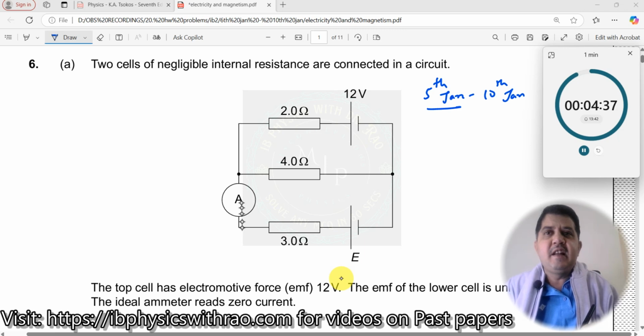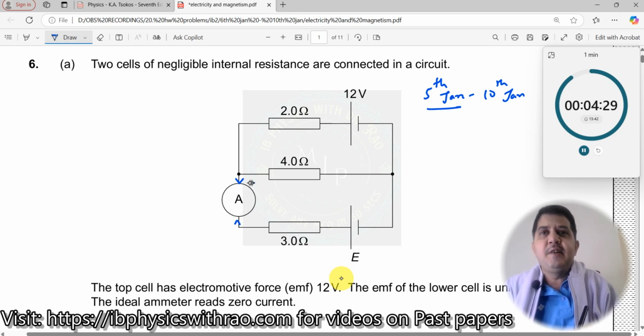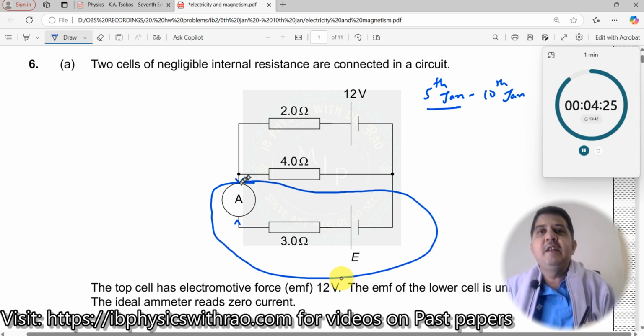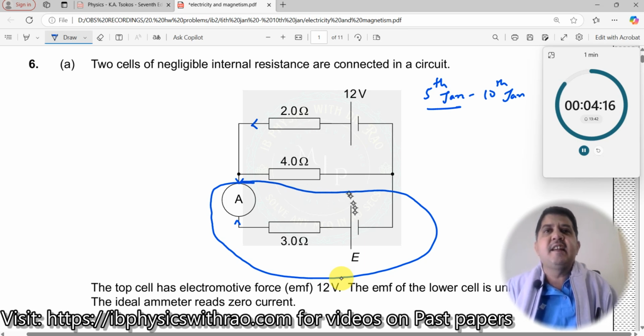Now, when you say it reads 0 current, which means what? No current is either entering here or it's exiting from here, right? So therefore, this circuit is seen to be totally detached from the full circuit. So whatever current is being taken from the 12-volt battery, all the current flows only through this primary circuit. It does not enter the secondary circuit over here, right? So therefore, what is the current passing through it?